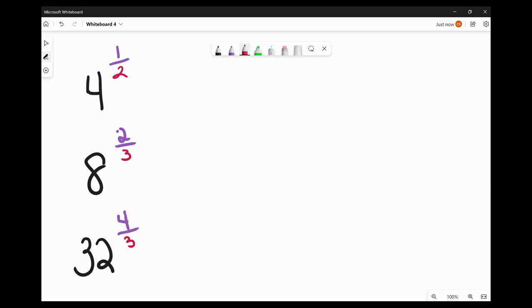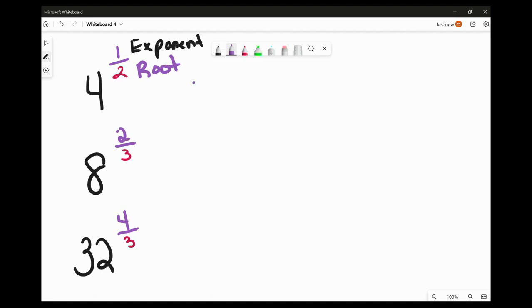Hi guys, today we're going to talk about rational exponents. Rational exponents are just exponents that are written as fractions. One of the important things to remember is that the top number is the exponent. So I'm going to write that in black here. The top number is the exponent, while the bottom number is the root.